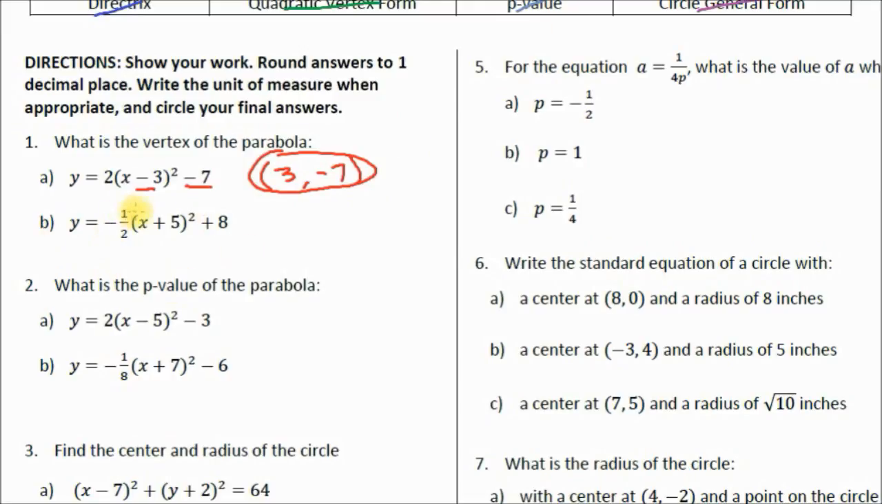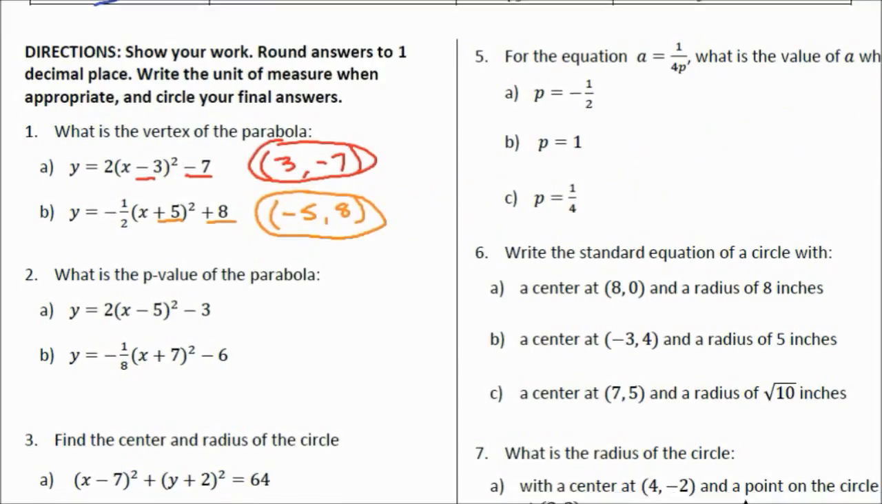On this one, again, we ignore the a value. We found here's the h value, here's the k value. So we've got an h value of -5 because we flip the sign for h. We keep the sign for k, and our vertex is at (-5, 8).